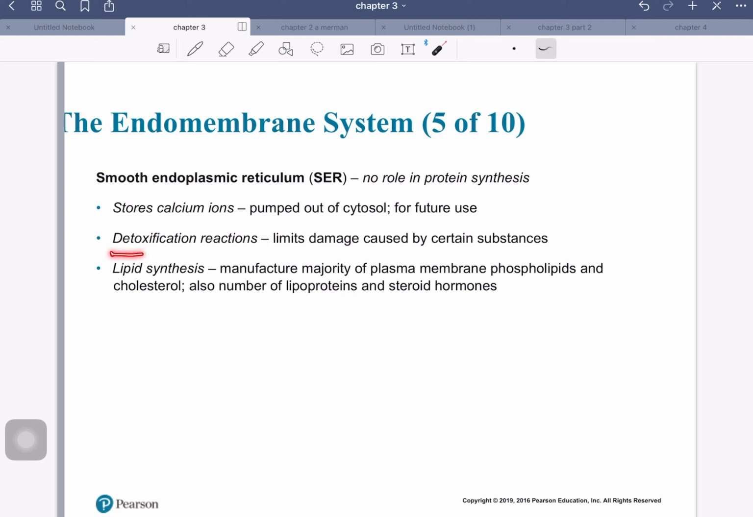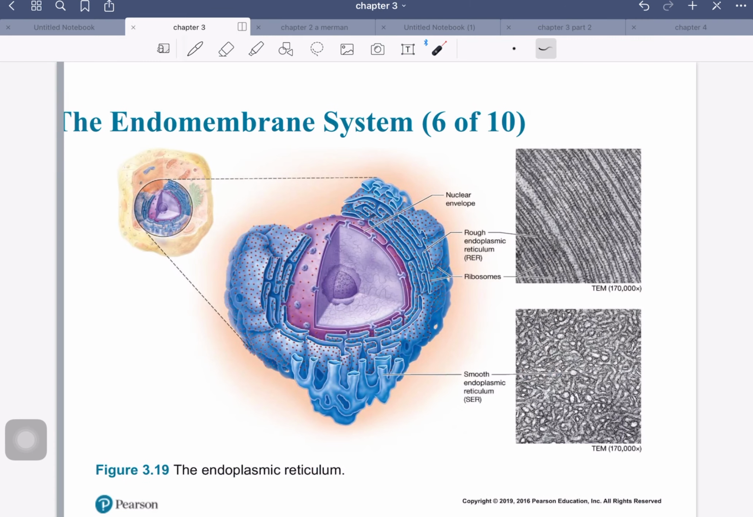Also, detoxification reactions. So it helps to limit the damage by certain chemicals or substances that could be in the body. And the next thing is lipid synthesis. So this is where most of our plasma membrane phospholipids and the cholesterol, also a number of lipoproteins and steroid hormones, are produced in the smooth endoplasmic reticulum. So you can see it actually has quite a number of different tasks.